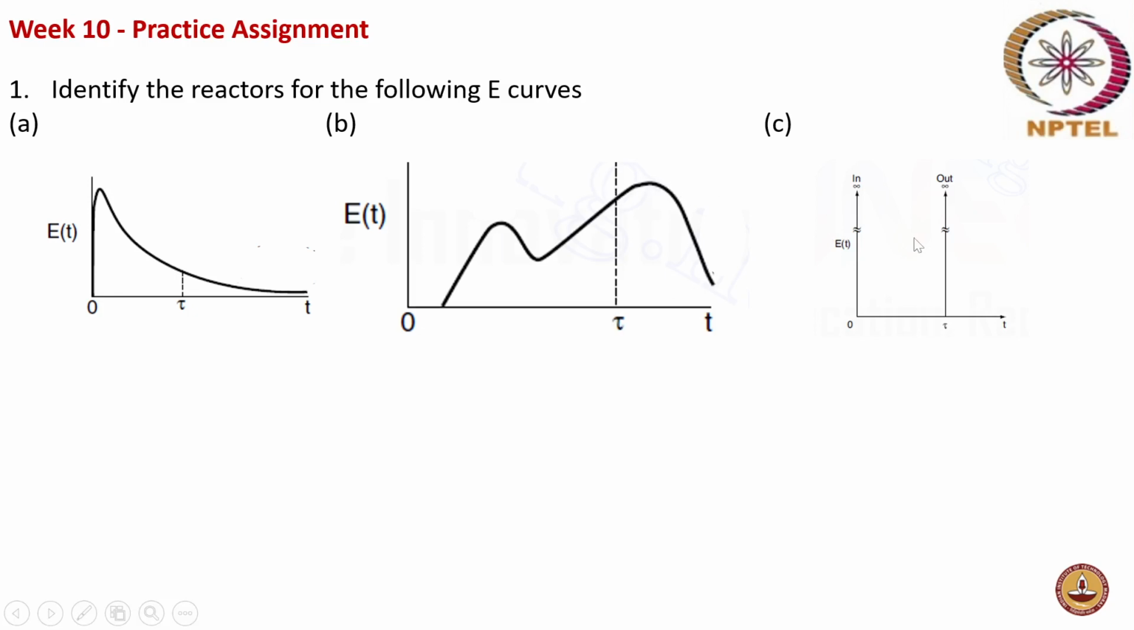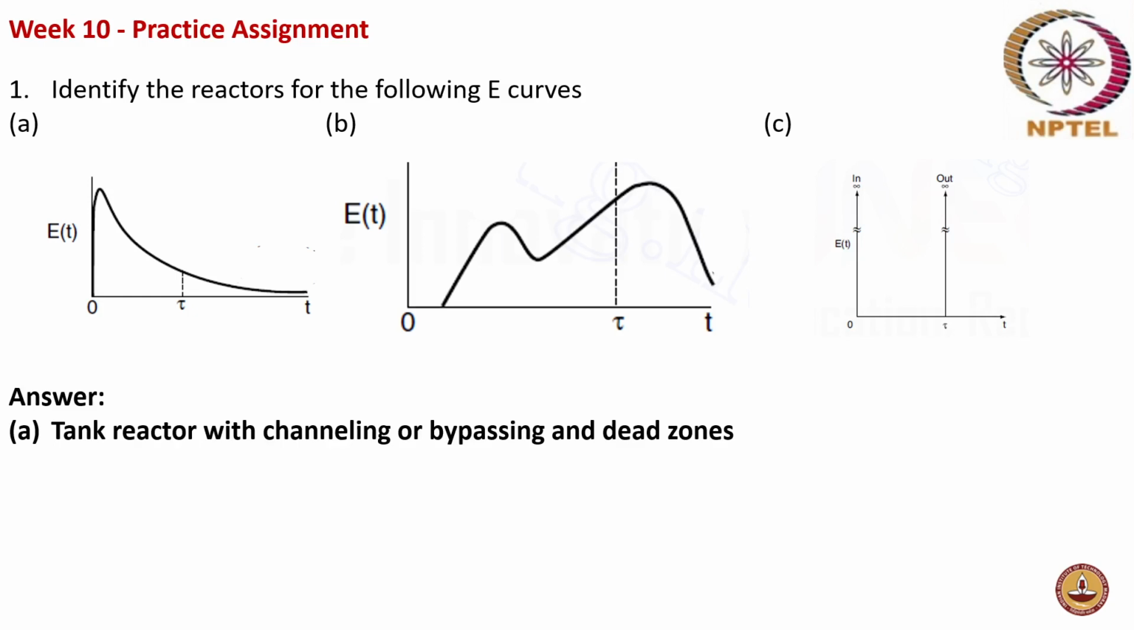And then in figure C, there is an E curve which is having a spike, or just a straight line of infinite length, where this line is at t equal to tau. So now we have to identify the reactors having such E curves. So let us see each of the cases. Case 1, it is for the case of a tank reactor or a stirred tank reactor with channeling or bypassing and then dead zones.